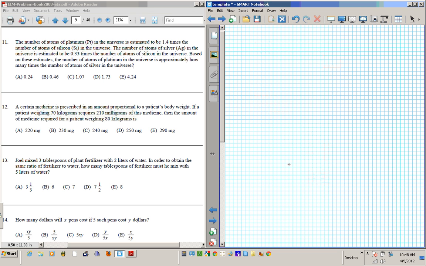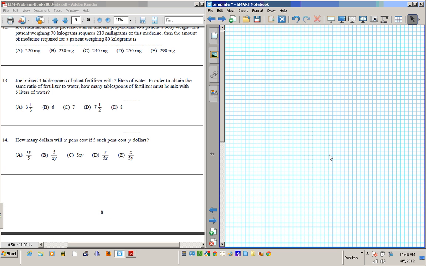Alright, let's move on to question number 14. It says, how many dollars will X pens cost if 5 such pens cost Y dollars? Alright, this one's a little bit tricky because you have all those variables taken out. So if 5 pens cost Y dollars, then, so in this problem, I'm going to attempt to find the unit price and then multiply by X.